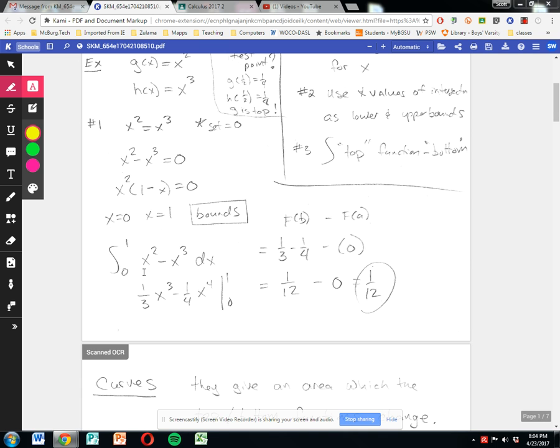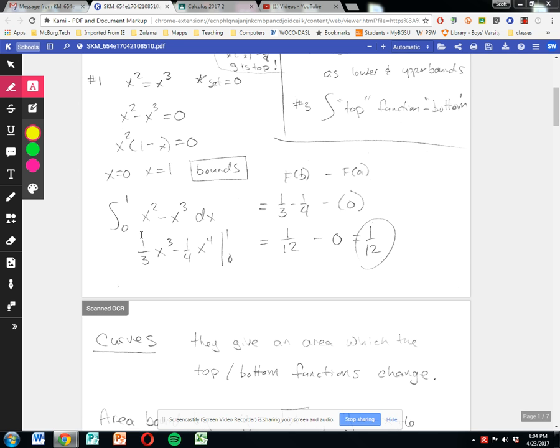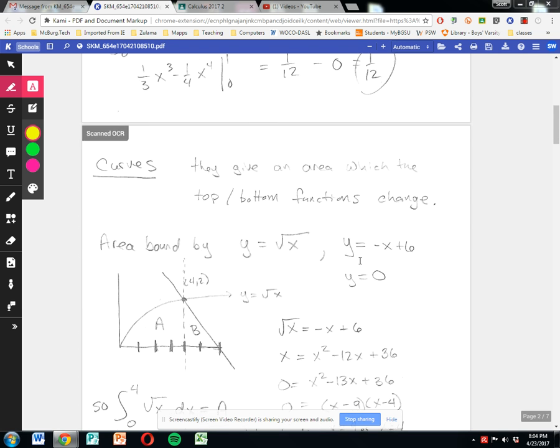And then I take the function that's on top. I didn't know which one was on top, so I plugged them in. If I plugged in a half and I squared it, I got a fourth. But if I plugged in a half and I cubed it, I got an eighth. So it must be the case that g of x, which is x squared, is on top. So I set up the integral, top function minus the bottom function, from 0 to 1. Using the anti-power rule for integration, and F of b minus F of a, we wind up with 1/12 for the area trapped there.